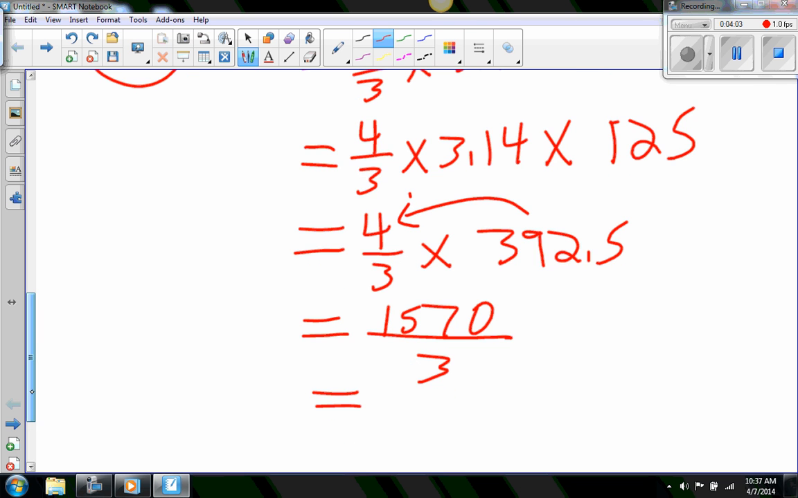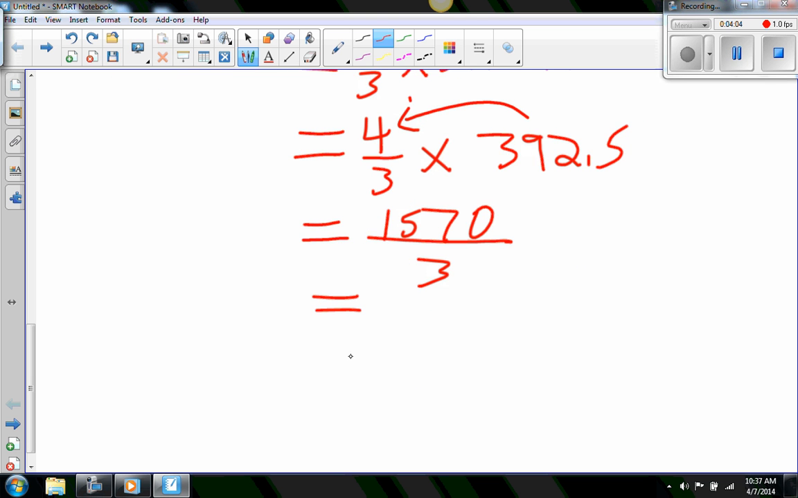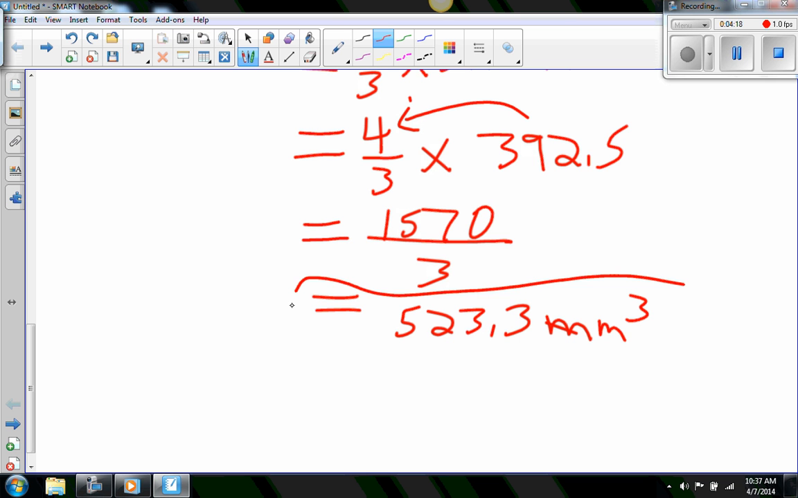A lot of times, the reason I leave the 3 to the end is because you get repeaters, which in this case you do. You get 523.3 repeating. So you could do 523.3. I'm just going to round it. Millimeters cubed. Volume is cubed. Remember, for the label right here, it's got to be a 3.